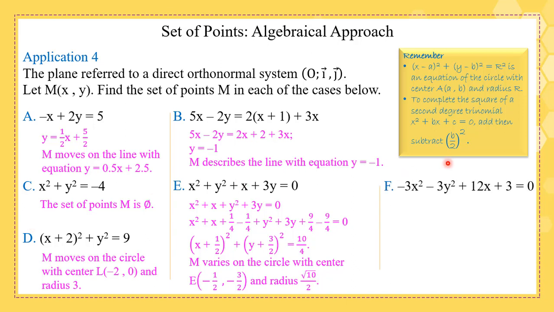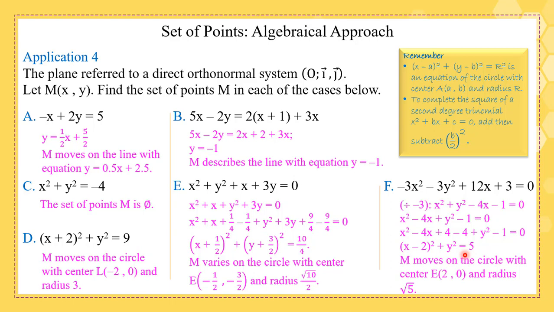Now the last application, try also to do it alone. So if we divide by negative 3, we get x squared plus y squared minus 4x minus 1 is 0. Reorganize, complete the square, we get this quantity. So M moves on the circle with center (2, 0) and radius radical 5.